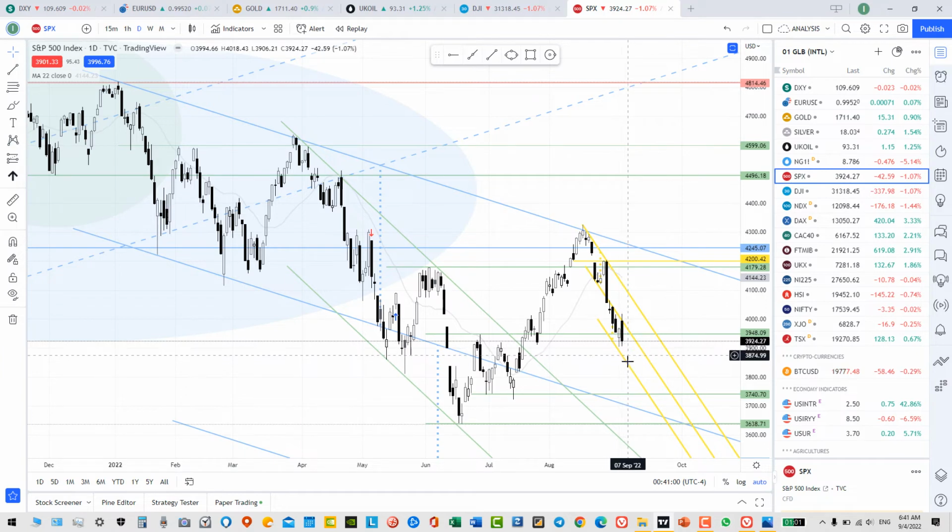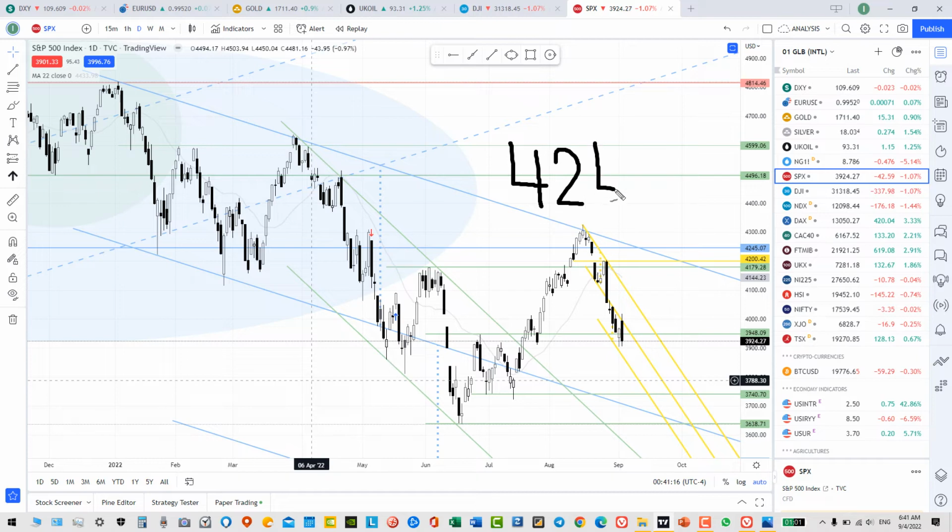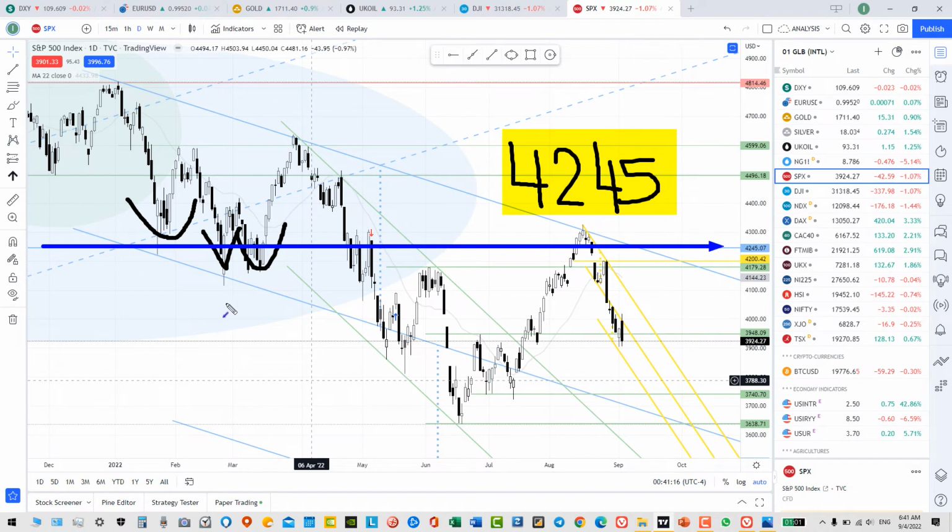If it reaches it early, the target will be around 3,700. If it reaches the channel line lately, it will be around 3,600. In all cases, S&P is under strong selling pressure as long as it is performing below 4245, which was previously considered a very important critical support, as we can see over the daily chart. And this was a very important and significant weekly support.